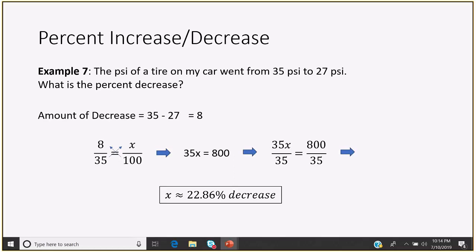And so that's important to keep in mind, is that you might have to do some work to find out the actual decrease. Don't just jump in to say, okay, I have two numbers, I'm going to do the 35 on the bottom, 27 on the top. If you're dealing with percent increase, decrease, and they're not telling you what's increasing or what's decreasing, you need to find that amount yourself.